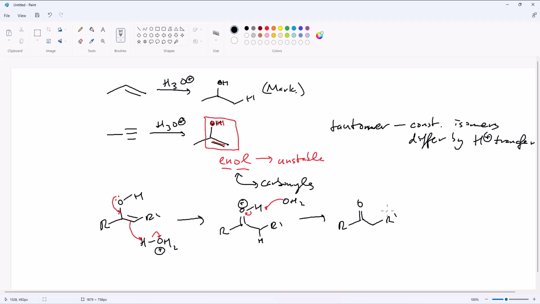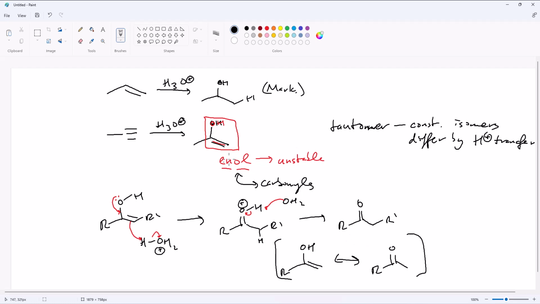So it turns out that enols, I'll draw an enol, are tautomers with carbonyls. If this R is an H, it's going to be an aldehyde. If this R is an alkyl group, then it will be a ketone. So depending on whether this R group is an H or an alkyl group, this will be either a ketone or an aldehyde.